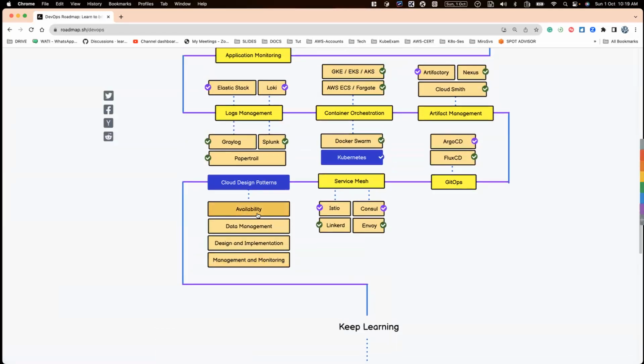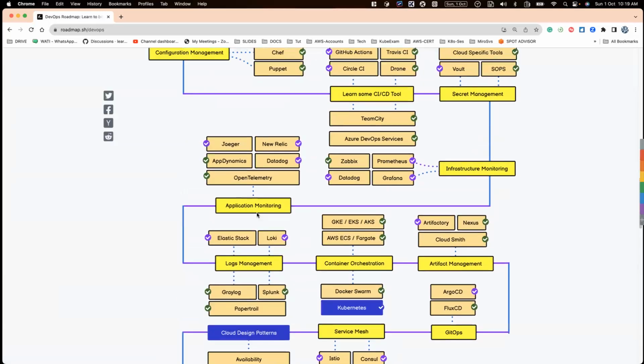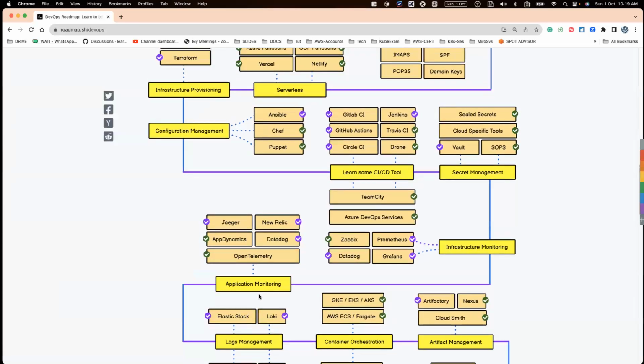Okay, so these are all the different aspects, the different verticals that you need to know about in order to do your job. We are considering our syllabus to have each and every area covered, so that you will go out as a fulfilled DevOps engineer. So what to learn?